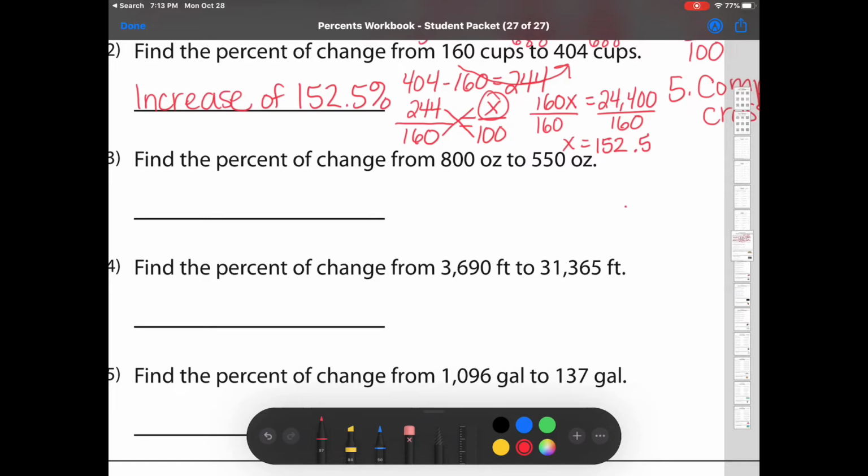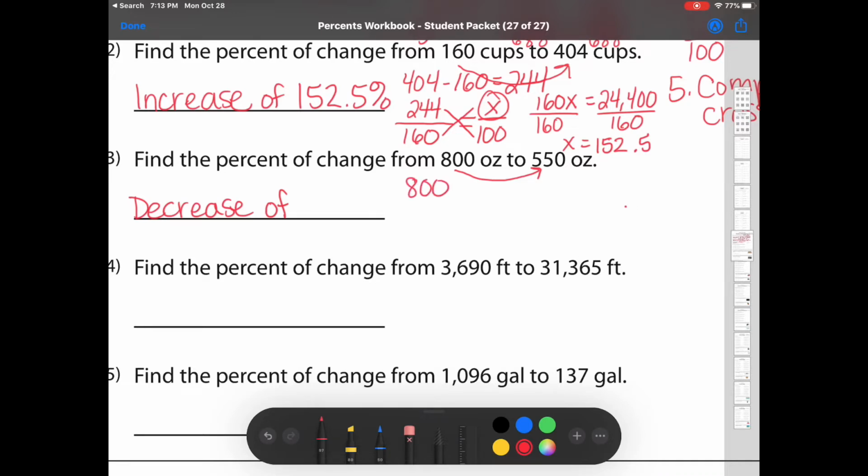We're going to do this a little bit faster this time because we know our steps at this point, I hope, or at least you have it on your paper to reference. First step, we're going to check from 800 to 550. That is going to be a decrease because the number got smaller. But what is it a decrease of?